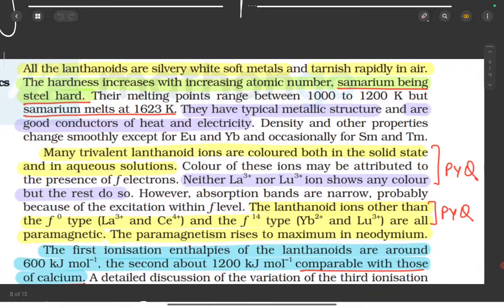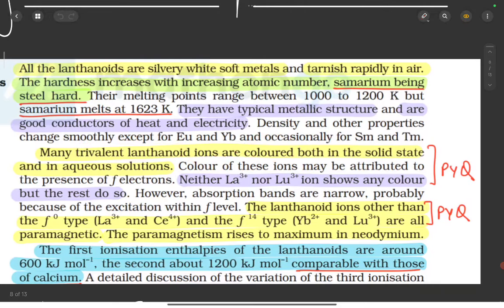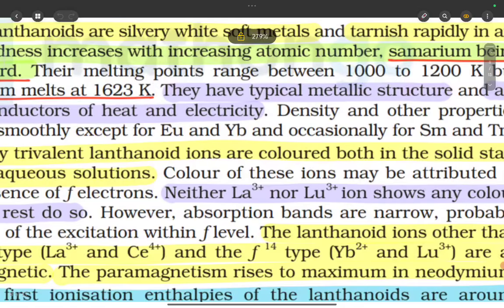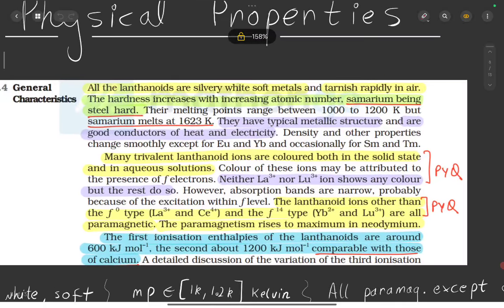Okay. Now, the trivalent lanthanoid ions. They are colored, which means they show color both in the solid state and in the aqueous solution, except for lanthanum 3 plus or lutetium 3 plus. Why? Because they have the f0 configuration or the f14 configuration, zero filled or fully filled configuration. But the rest of them show colors. Okay.